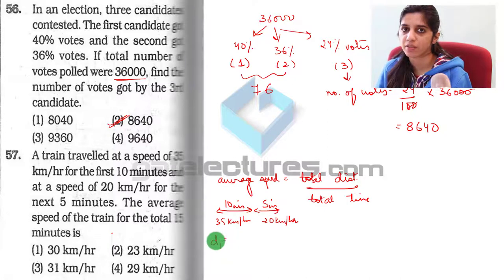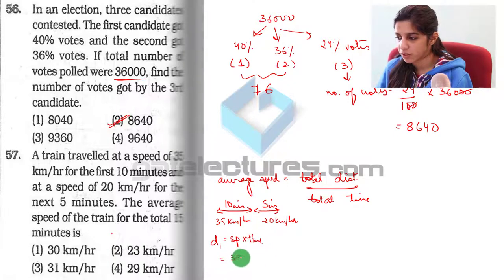What is the formula where we have distance? Speed into time. So from here, 35 into 10 by 60. See, the time and the speed is in hours, so I'm converting these minutes into hours, okay? So the distance in the first spell is going to be 35 by 6 kilometers. Distance in the second spell is going to be 20 into 5 by 60, which is 10 by 6 kilometers.